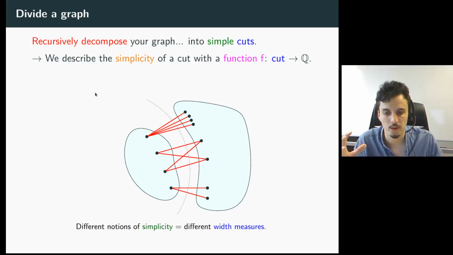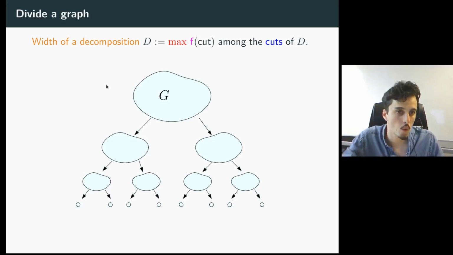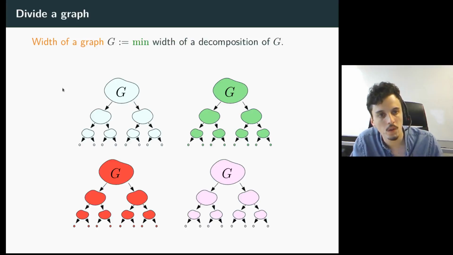And of course, there are different notions of simplicity, so there are different functions to measure the simplicity. This gives different width measures. The width of a decomposition is the maximum of this function among all the cuts of the decomposition, and the width of a graph is the minimum width among all the decompositions of this graph.